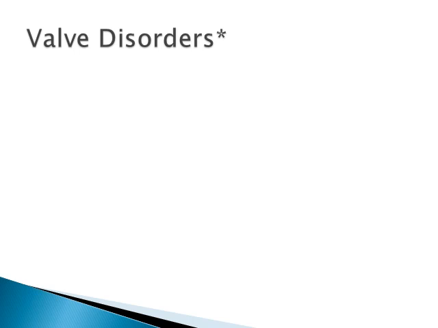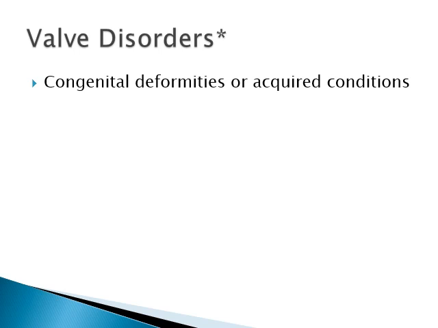Valve disorders, another set of disorders that we have. Again, these can be either congenital deformities or acquired conditions. So we have the mitral or the bicuspid valve on the left, and we have the tricuspid valve on the right. And this is usually going to be due to some sort of structural issue within the heart.